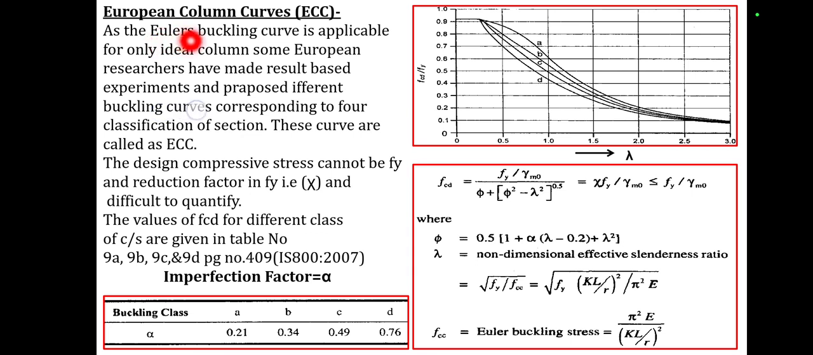Then European column curves, ECC. As the Euler buckling curve is applicable only for an ideal column, some European researchers have made results based upon experiments and proposed different buckling curves corresponding to the 4 classifications of the section. These curves are called ECC.